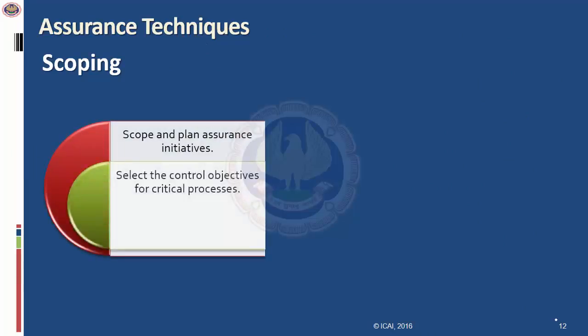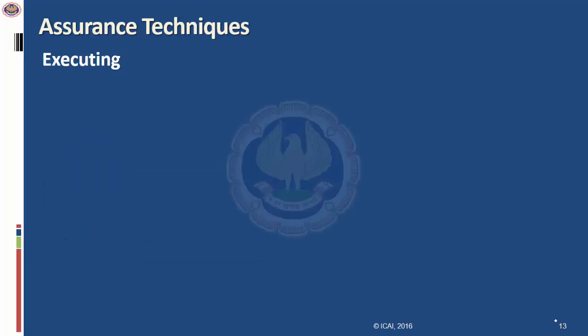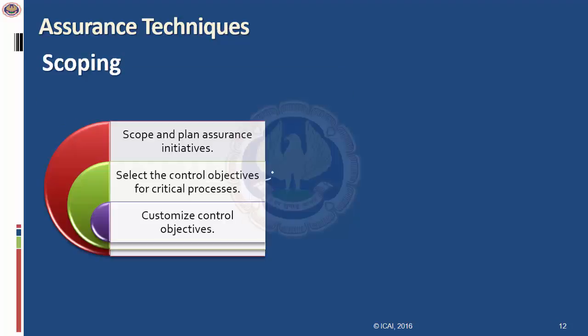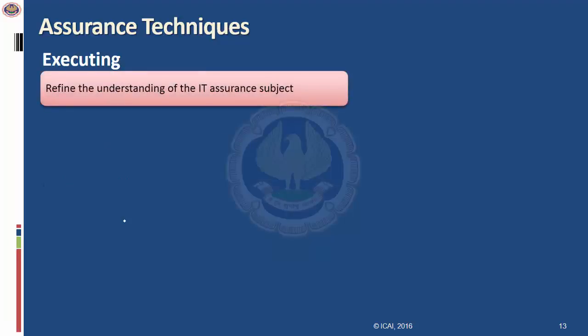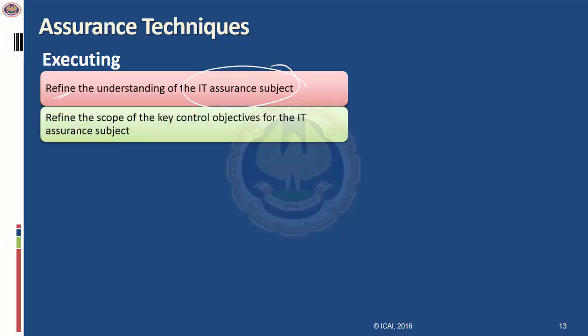Let's look at scoping. In scoping, you look at the control objectives which need to be implemented, and for the critical process which is subject to audit, you also need to customize the control objectives. You execute or perform the audit. Based on the understanding of the IT deployment, you also need to refine or update the scope.